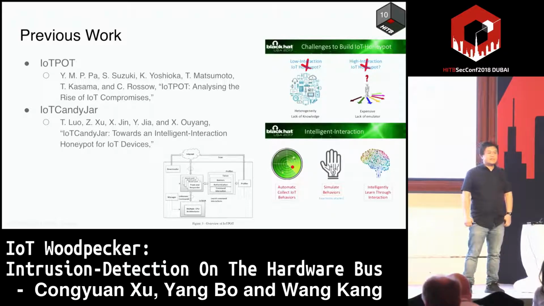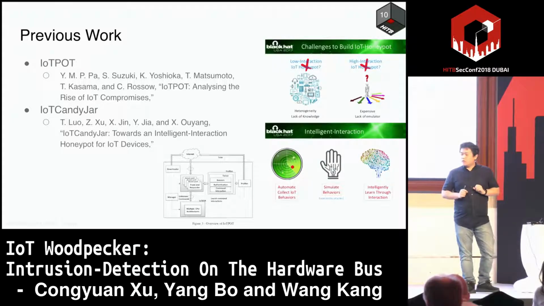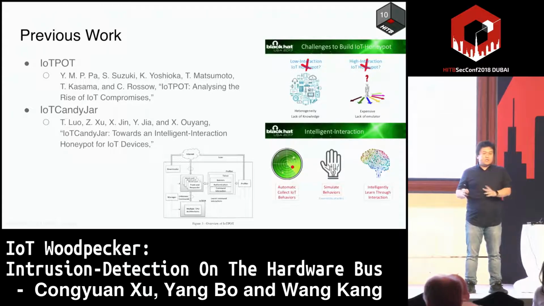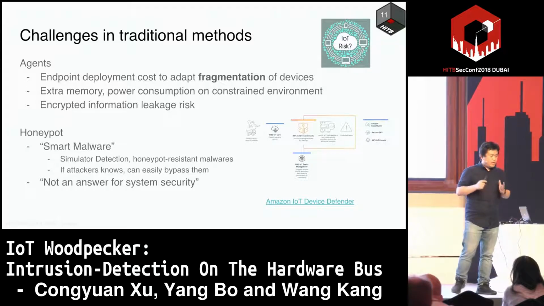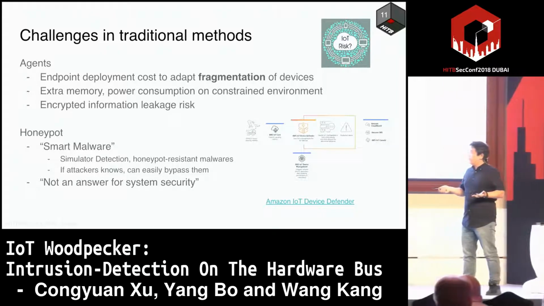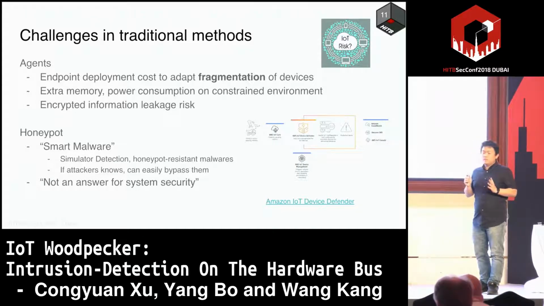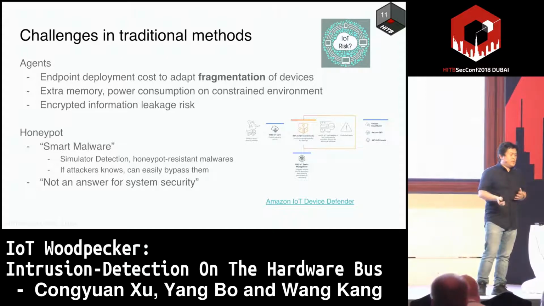And in 2017, a group of researchers from Palo Alto Networks published a project called IoT Candy Jar at Black Hat USA 2017, I remember. Basically, what they wanted to address is that IoT malware is getting smarter and smarter. You cannot put up a very simple honeypot and capture them. To summarize those challenges, for the agent part we have fragmentation issues, the constrained environment, and encrypted traffic. And for the honeypot part, we have the smart malware trouble. They have simulator detection functions, so they can be honeypot resistant. And besides that, a honeypot is not an answer for system security.